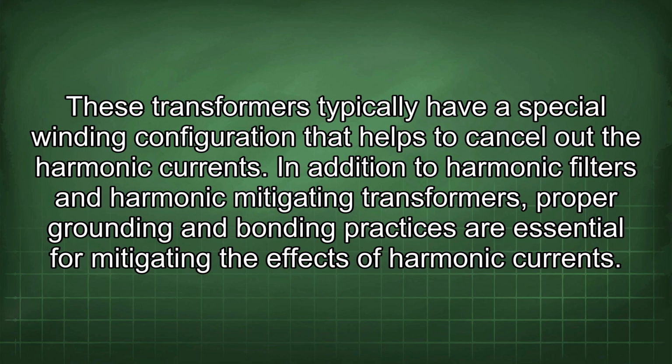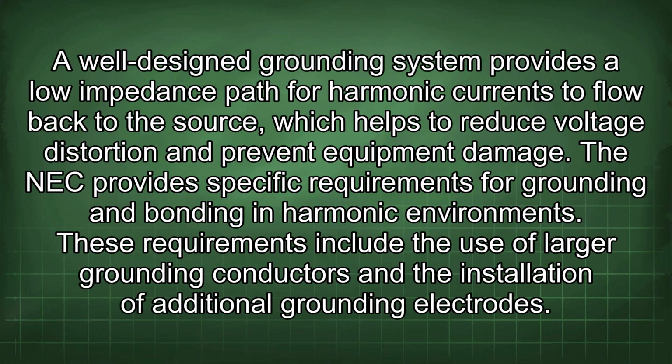In addition to harmonic filters and harmonic mitigating transformers, proper grounding and bonding practices are essential for mitigating the effects of harmonic currents. A well-designed grounding system provides a low impedance path for harmonic currents to flow back to the source, which helps to reduce voltage distortion and prevent equipment damage. The NEC provides specific requirements for grounding and bonding in harmonic environments. These requirements include the use of larger grounding conductors and the installation of additional grounding electrodes.